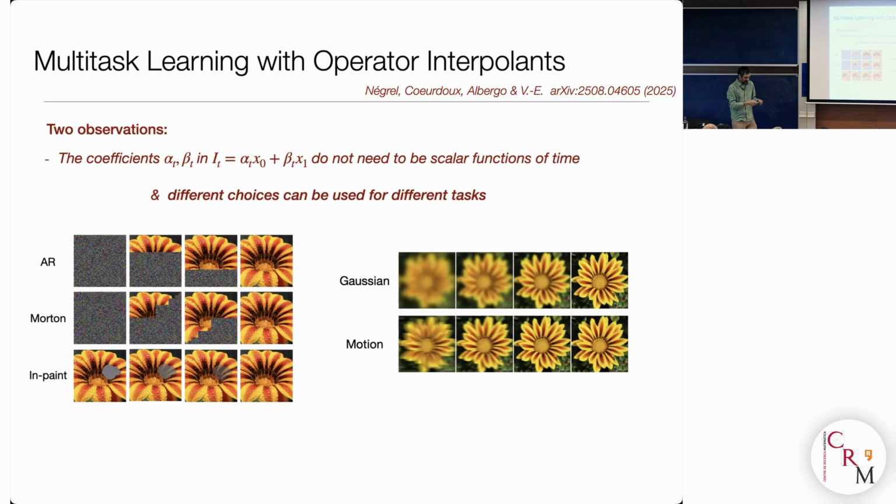Okay? But then there's other things that you can think about, for example, this Gaussian blurred image can be thought of as some form of interpolant between this and this, and you can interpolate between these two states. Okay? So if you allow yourself to have alphas and betas that are more complicated functions of time than just scalar functions of time, there are many different tasks that you can do.